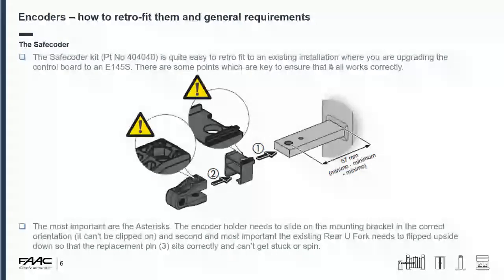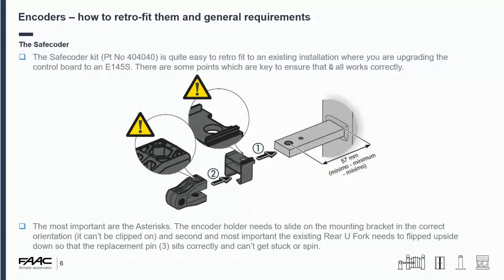So the most important are those 2 little asterisks. The first one, for part number 1, is basically the encoder bracket. You need to take the motor off to put that bracket on, because it needs to slide in over the actual bracket itself. It's quite difficult to clip it on, and usually results in a break of the arm that holds it in place.